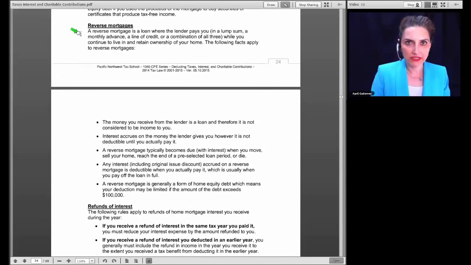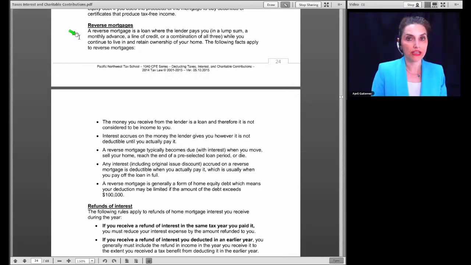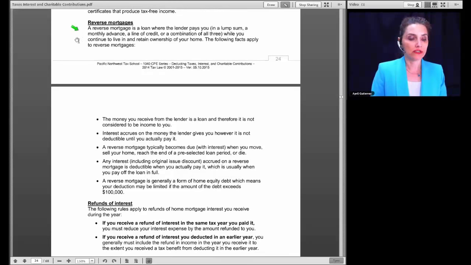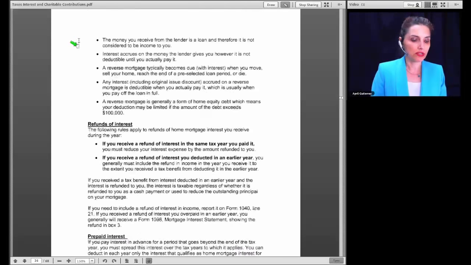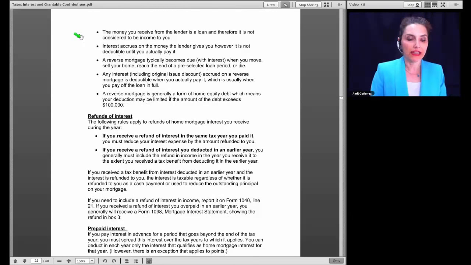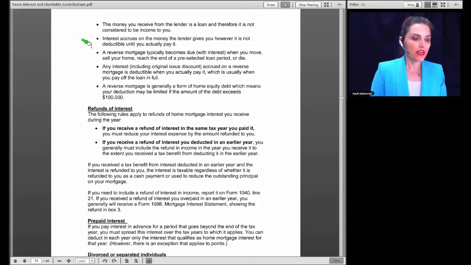Reverse mortgages. This is one that I've seen confuse a few tax preparers over the years and tax clients as well. A reverse mortgage is a loan where the lender pays you either in a lump sum, a monthly advance, a line of credit, or a combination of all three of those, while you continue to live in and retain ownership of your home. The following facts apply to reverse mortgages. The money you receive from the lender is a loan and is therefore not considered to be income to you. Interest accrues on the money that the lender gives you. However, it is not deductible until you actually pay it.